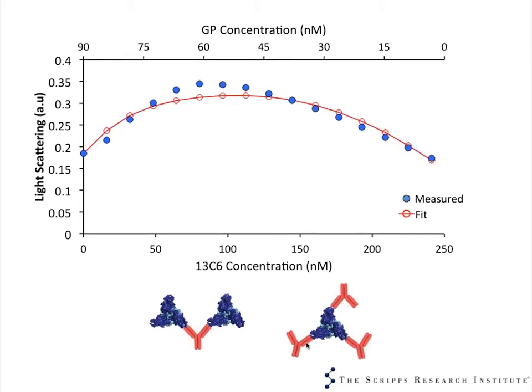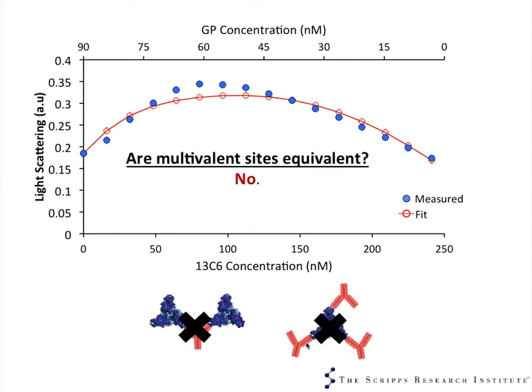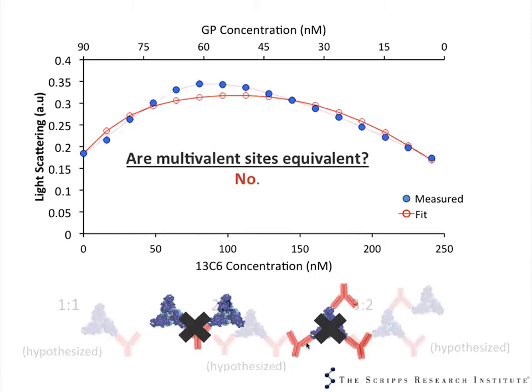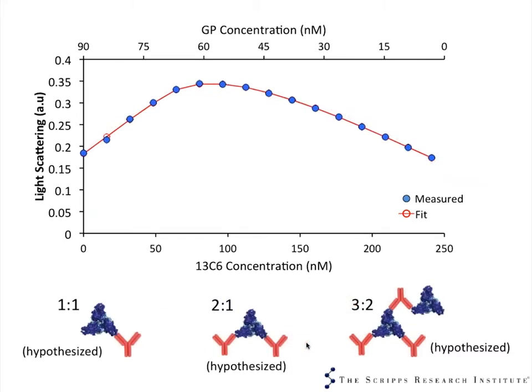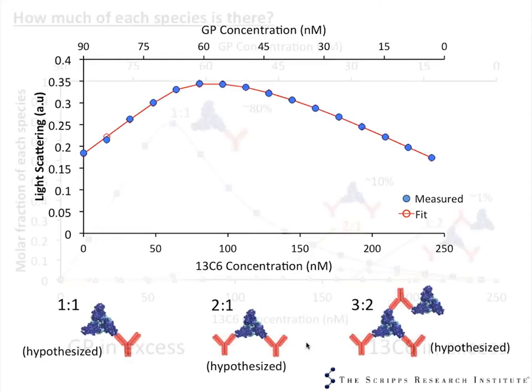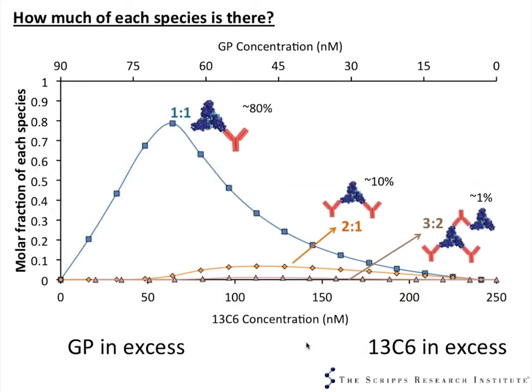However, this fit was very poor to our experimental data. So in fact, it seems that the multivalent sites are not actually equivalent. Instead, our model needed to include 1 to 1, 2 to 1, and 3 to 1, 3 to 2 complexes of each of these species. And we looked at how much of each of these species there was. We saw something really interesting.